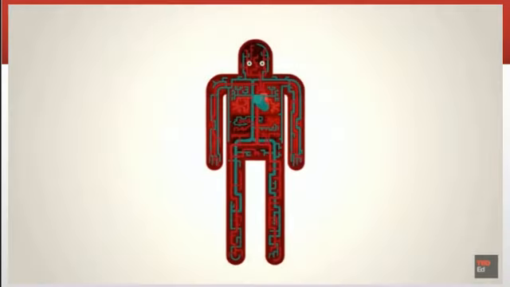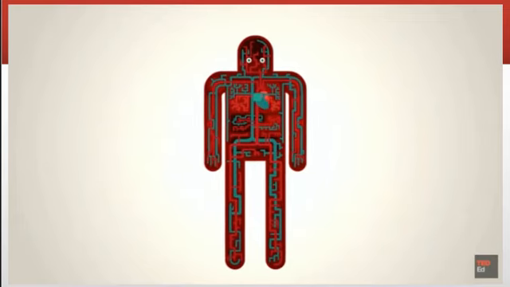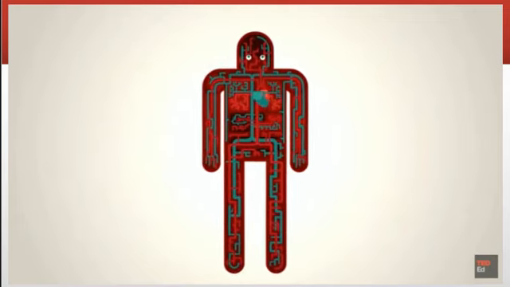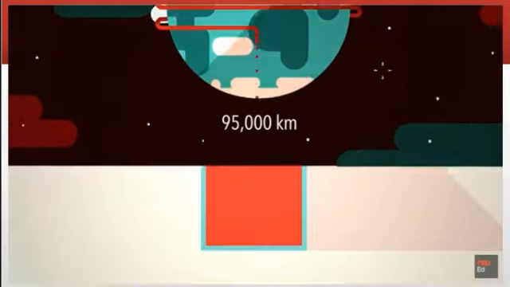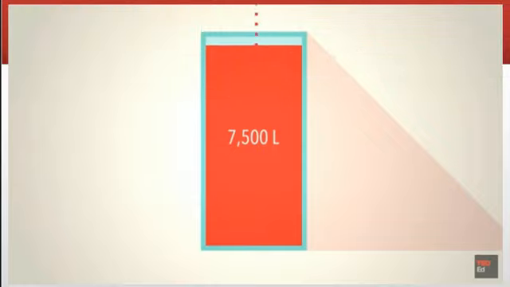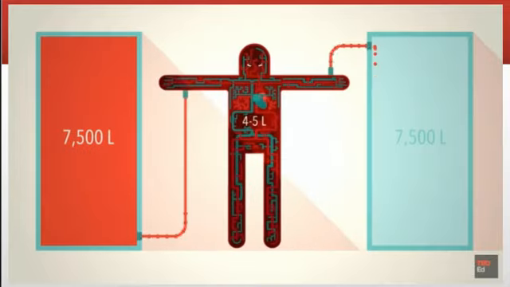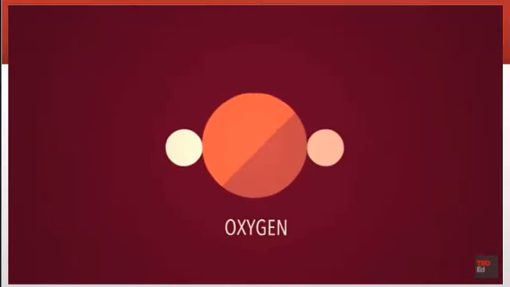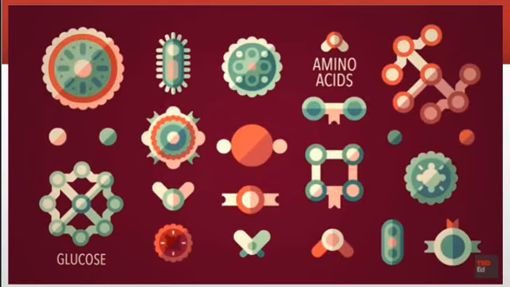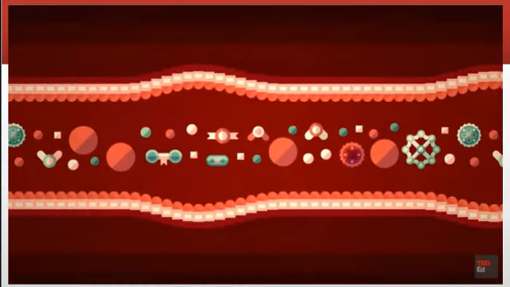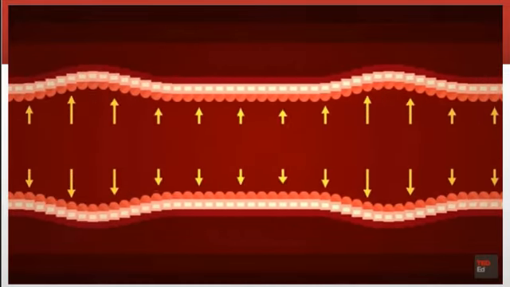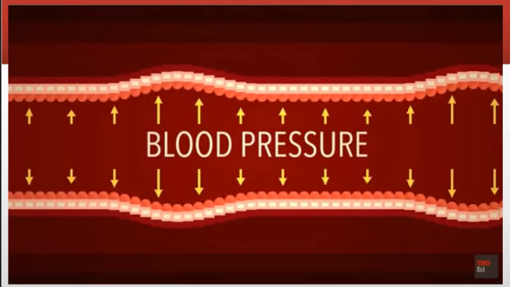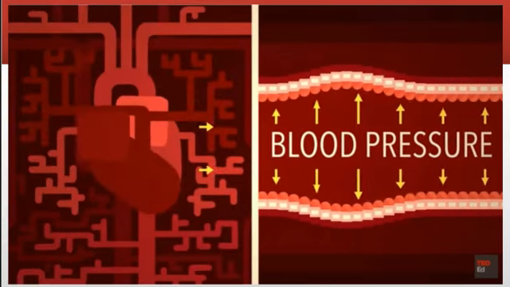If you lined up all the blood vessels in your body, they'd be 95,000 kilometers long. And every day, they carry the equivalent of over 7,500 liters of blood, though that's actually the same 4 or 5 liters recycled over and over, delivering oxygen and precious nutrients like glucose and amino acids to the body's tissues. All that blood exerts a force on the muscular walls of the blood vessels. That force is called blood pressure, and it rises and falls with the phases of the heartbeat.